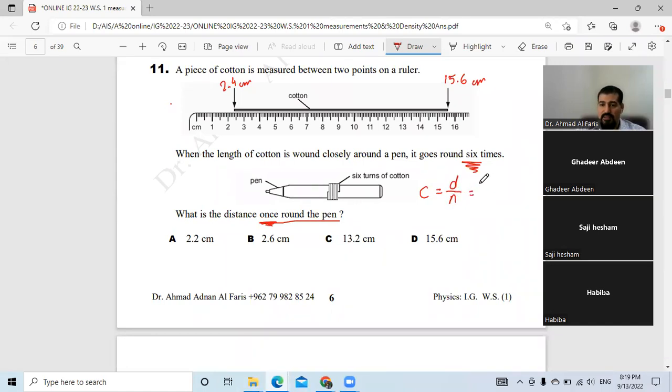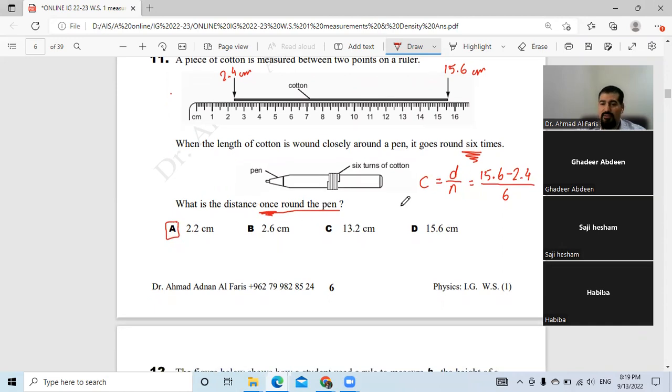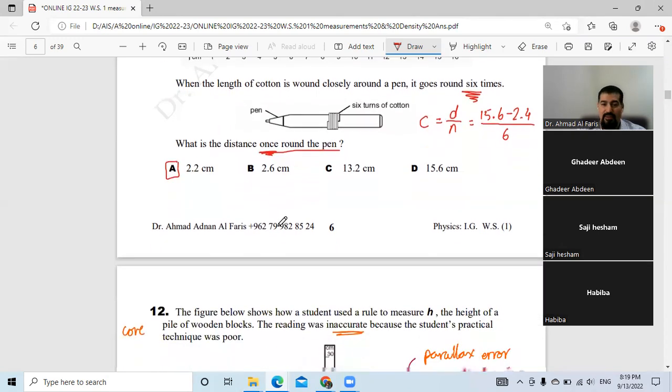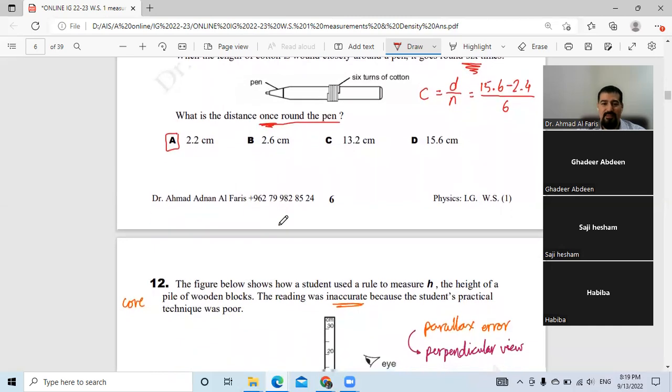Okay, and the distance here is 15.6 minus 2.4, divided by what? Divided by the number of times, which is 6, and the correct answer will be exactly 2.2 centimeters. Thank you, Mu'taz, Muhammad, Tina, Duha. Okay, I have a lot of people who gave me the correct answer. That's amazing. Thank you. MashaAllah.